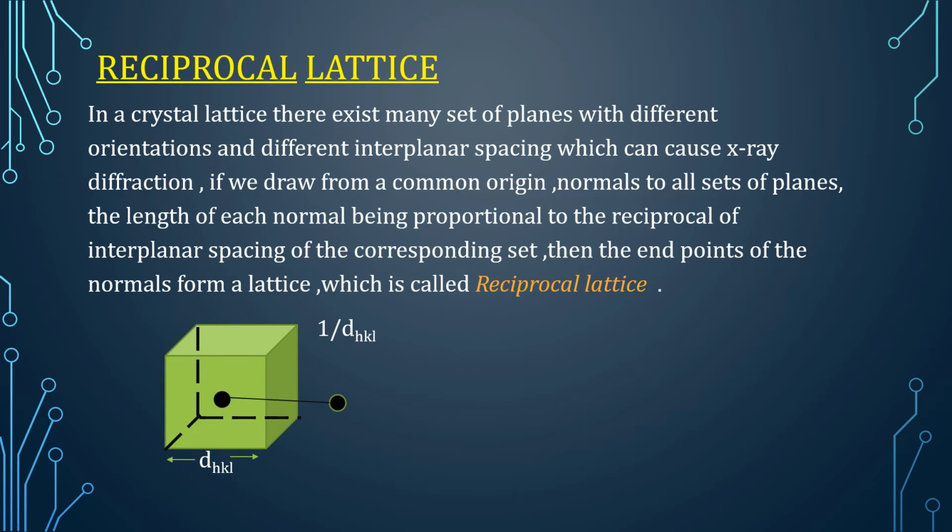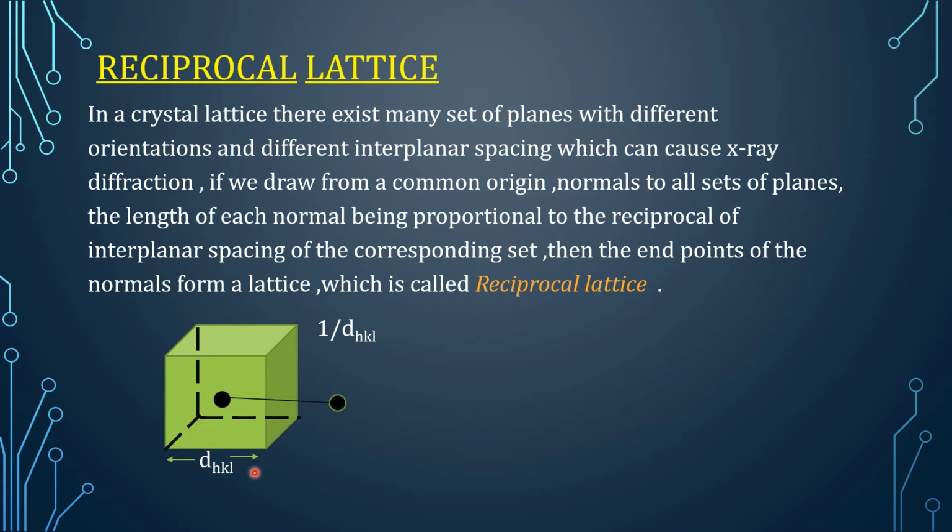As I told earlier, crystals are made up of many sets of parallel planes with different orientations and different interplanar spacings, which cause the X-ray diffraction. So if we choose a simple cubic lattice as shown in the figure, there are many sets of parallel planes with different interplanar spacings, and we can choose any two planes. The distance between these two planes is given by d_HKL, which is called the interplanar distance.